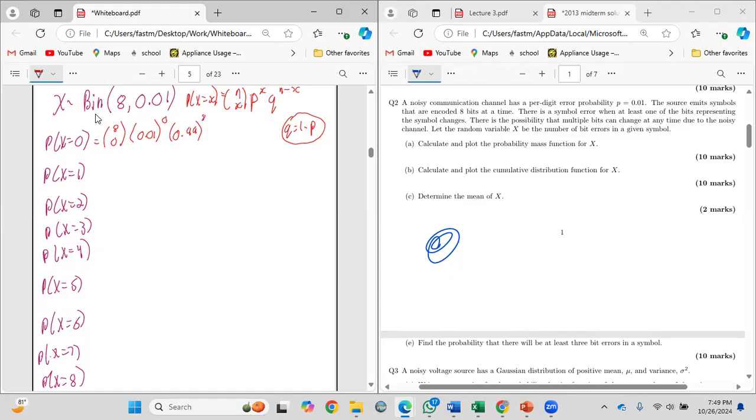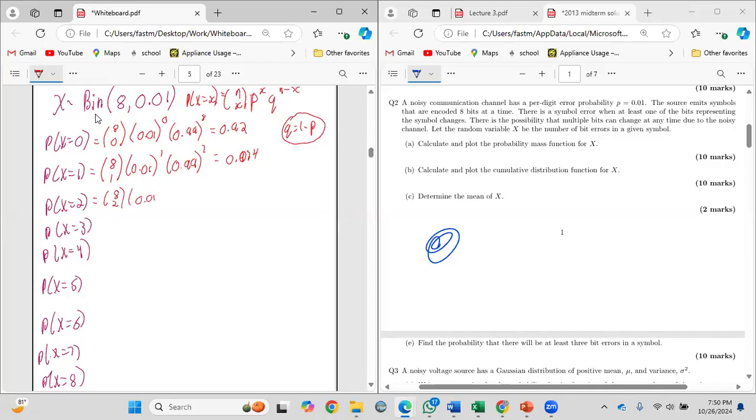Now, plug that in a calculator. So you get 0.92, and we keep that to 2 decimal places. So the other one is 1. So it'll be 8C1. Success is 1. So it's p to the power of 1 by q to the power of n minus x, which is 7. So you end up with 0.074.